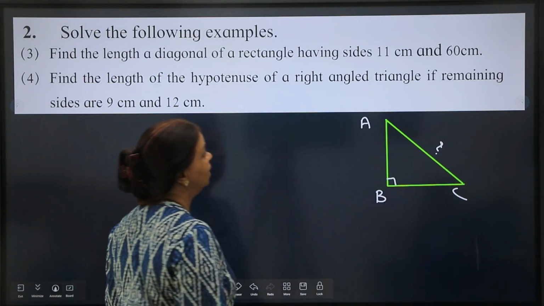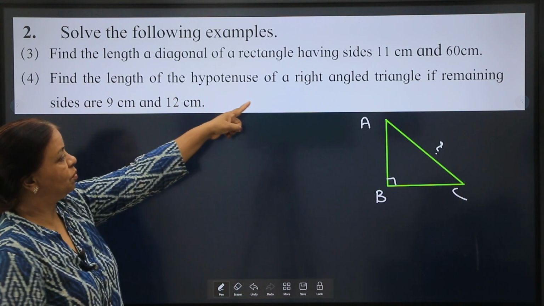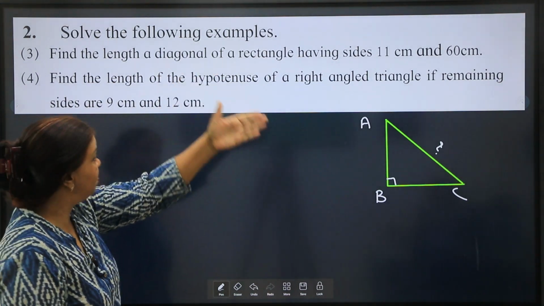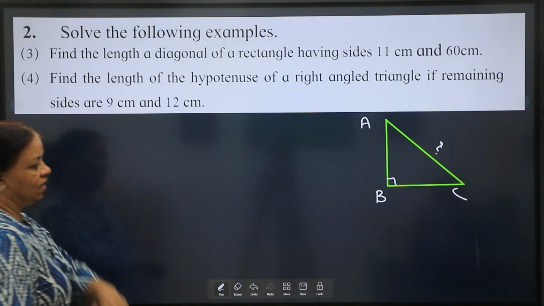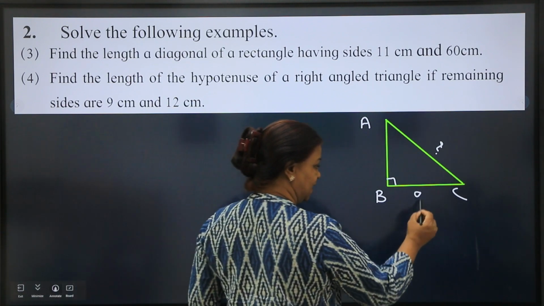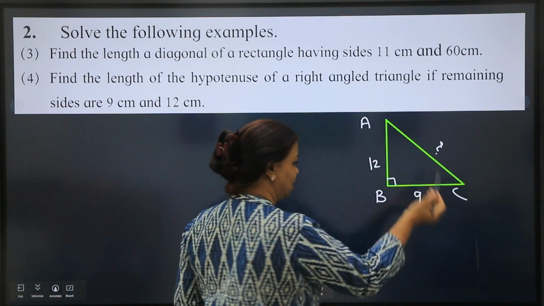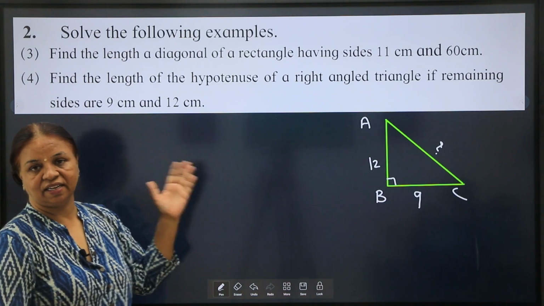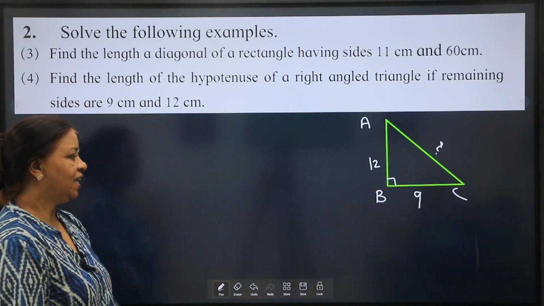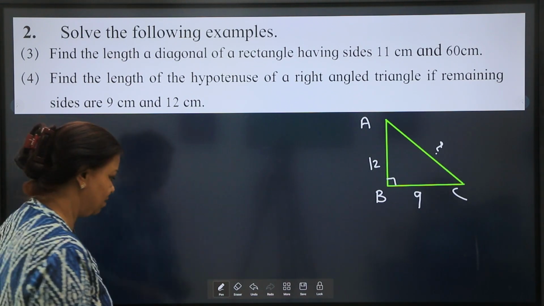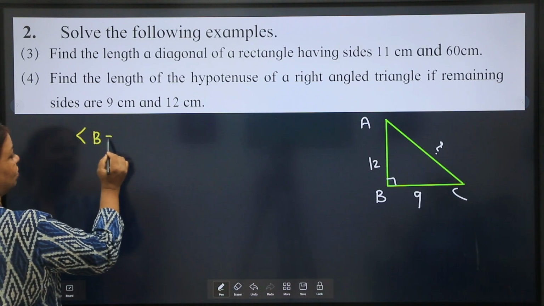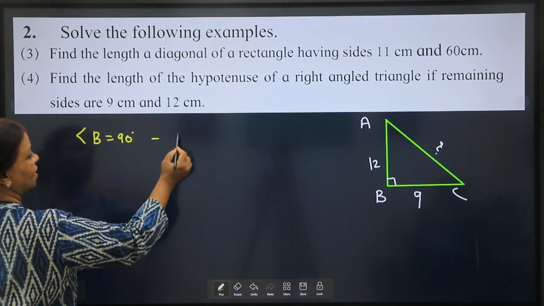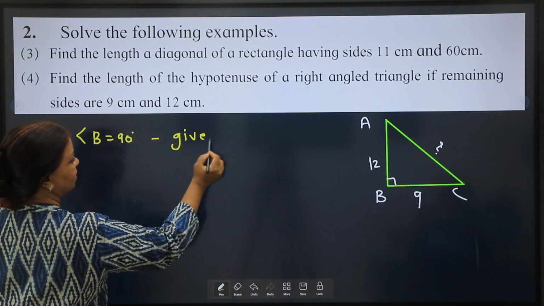This is 90 degree. Find the length of the hypotenuse of a right angle triangle if the remaining sides are 9 and 12. So BC is 9 and AB is 12. As it is a right angle triangle, we can directly use Pythagoras theorem. Angle B is equal to 90 degree, given.